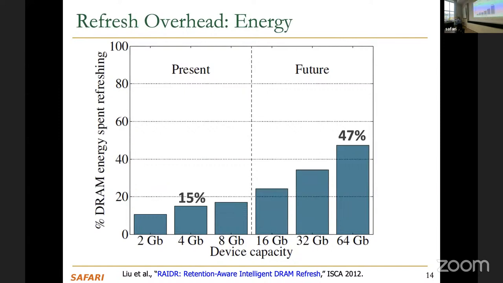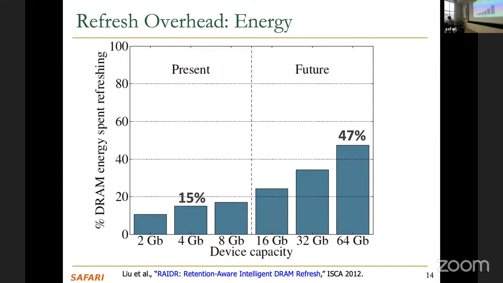And the energy is very similar. Basically, as device capacity increases, and you can see at present we had 8 gigabit capacity devices. Today, we have 16 gigabit capacity devices, maybe 24 also. But basically, we're marching from the left to the right. And we expect that the energy spent on accessing DRAM will mostly be spent on refresh. This is the percentage of DRAM energy spent refreshing with some access probability, et cetera. So this depends on how frequently you access DRAM.